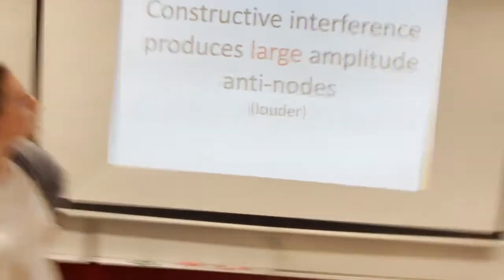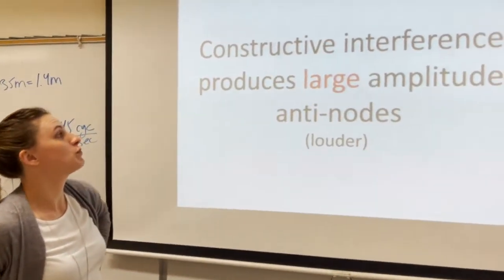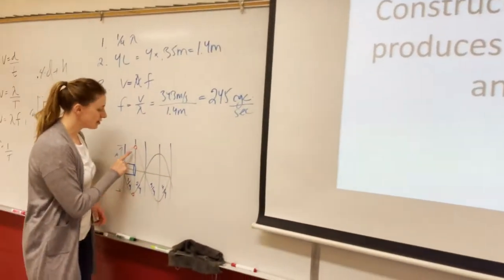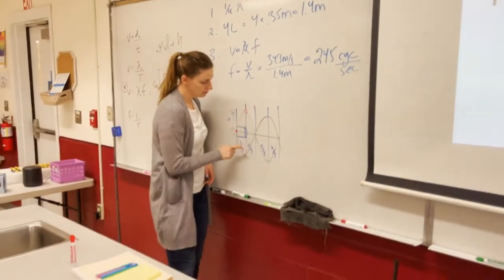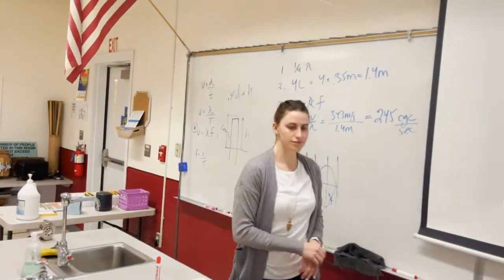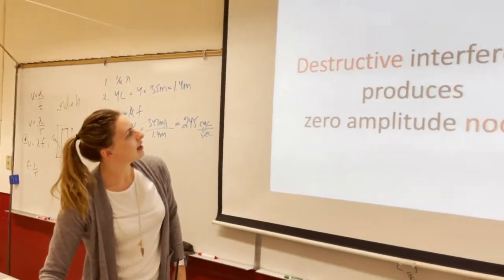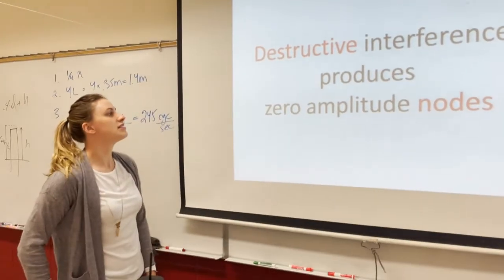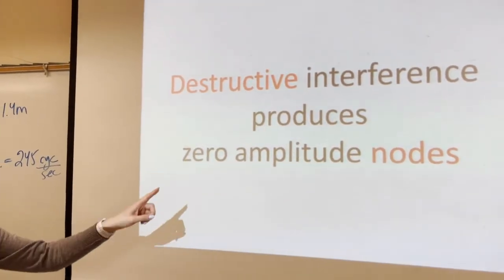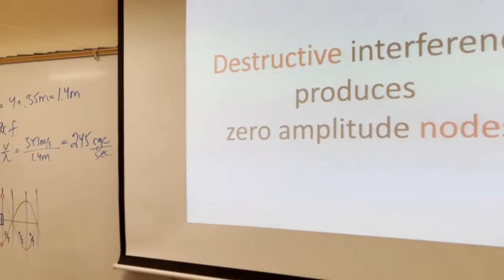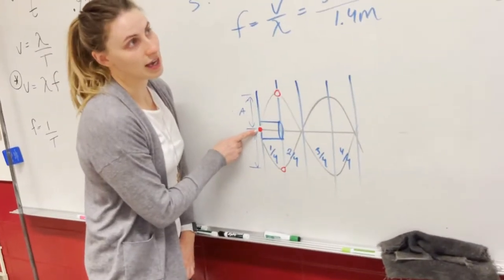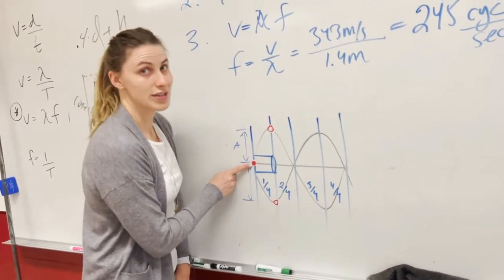Okay, so constructive interference produces a large amplitude, the antinodes, these loud sounds. That's why it gets louder all of a sudden, because you get a larger amplitude. And destructive interference produces zero amplitude, the nodes. So that just means there is no amplitude, and we would have no sound right here.